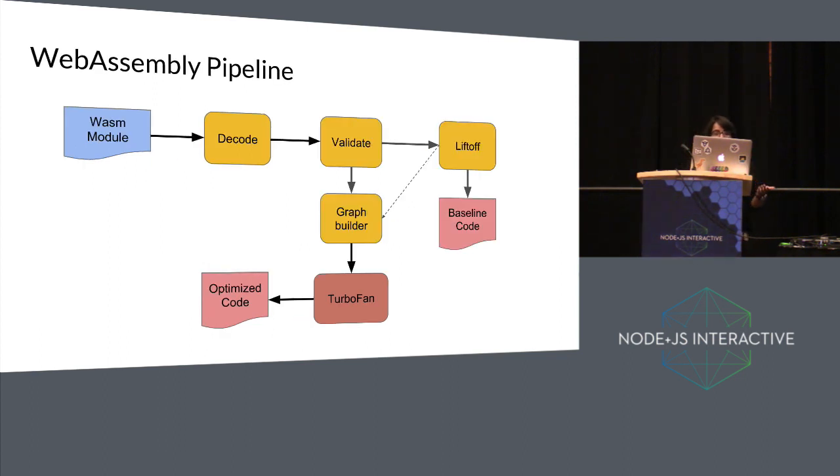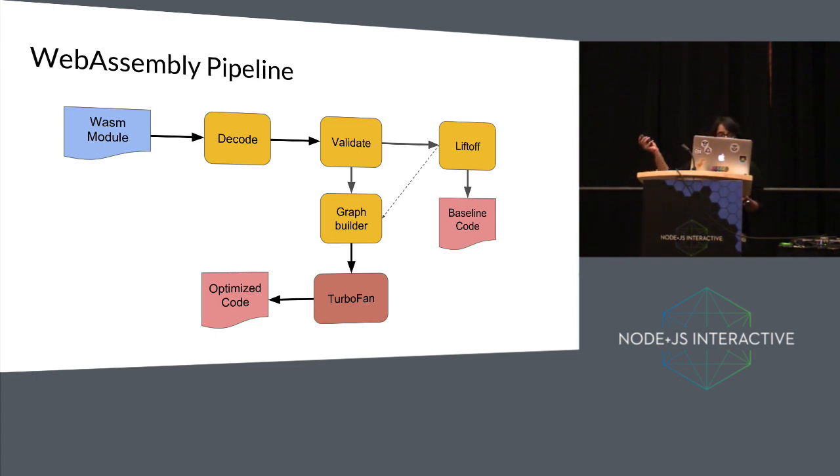So we talked about how WASM is generated using the toolchain. Let's take a look at what happens inside of V8. Before we get started with what happens to WASM code in V8, I want to take a quick look at the JavaScript pipeline, because it's easier to compare what happens on both ends.